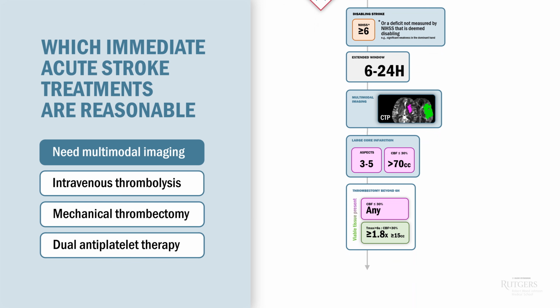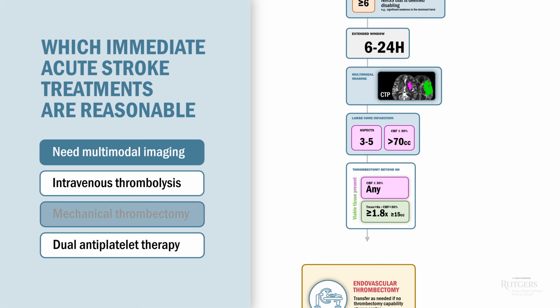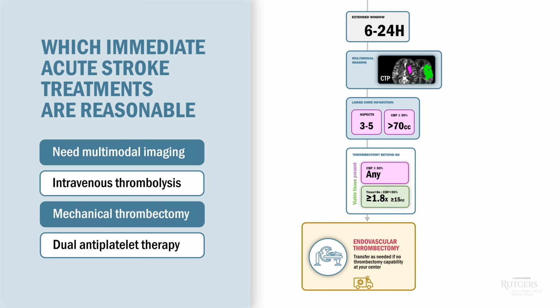Yes, this is a large core infarction, so you cannot use intravenous thrombolysis. But considering that there is a mismatch of 2.1 times, 88 cc's, this patient may benefit from mechanical thrombectomy. Thrombectomy was successful, and the patient's NIH stroke scale decreased to 12 points at 24 hours post-intervention.